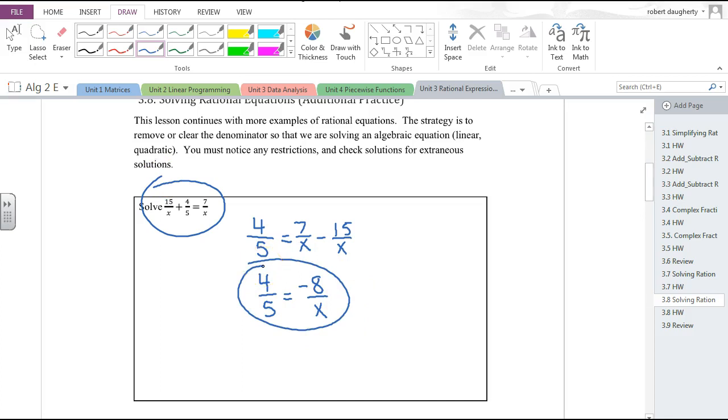You can cross multiply and get what? 4x equal negative 40. Therefore, x equal negative 10. Okay?